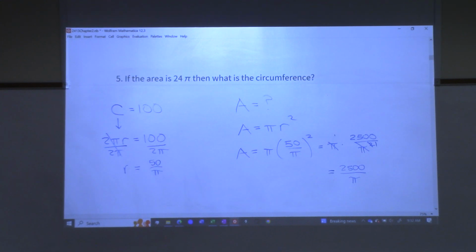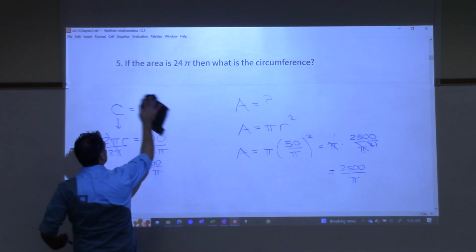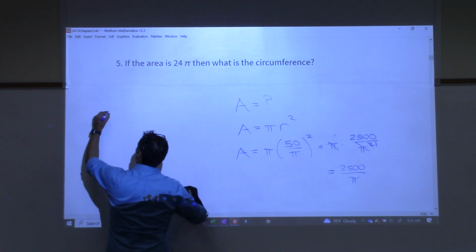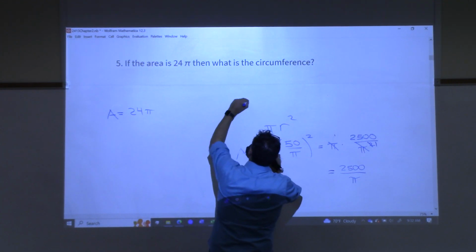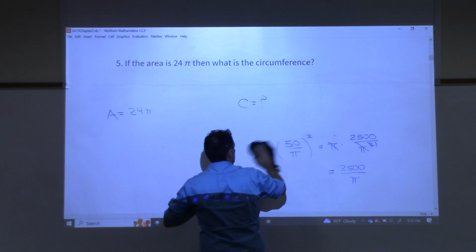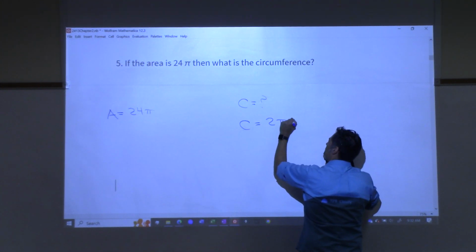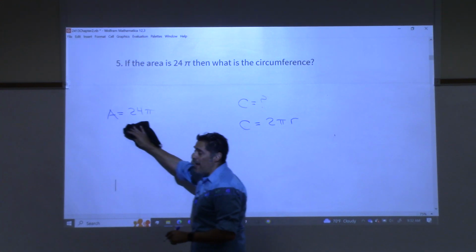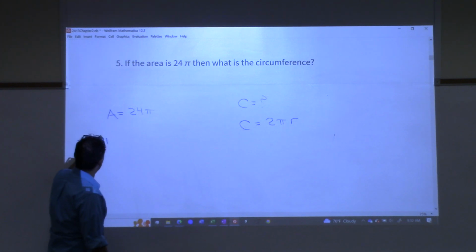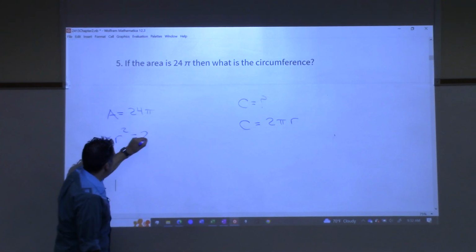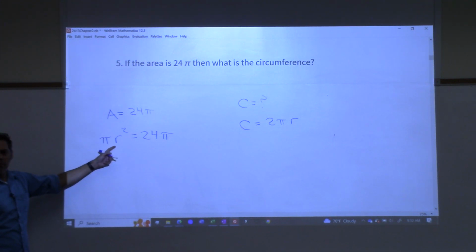Okay, what about this problem here? It's the opposite, right? I'm giving you the area. What if I tell you the area is 24 pi? Can you find the circumference? Well, what do you need for circumference? You need the radius, right? 2 pi times the radius. Now, the radius I don't have directly, right? But I can get the radius from this because I know that this area is pi times the radius squared. That's the formula, right? And I can solve for r.